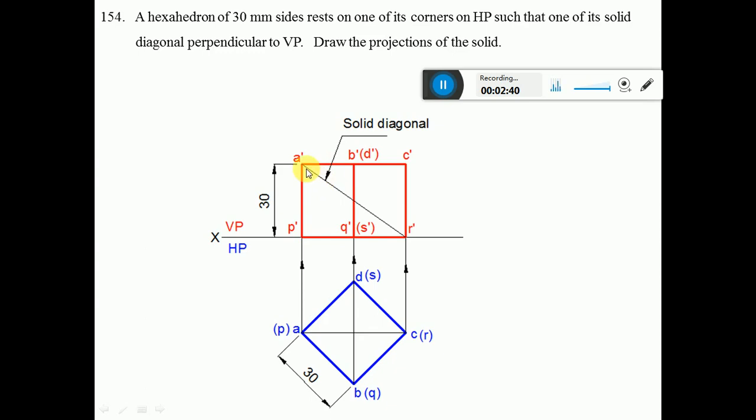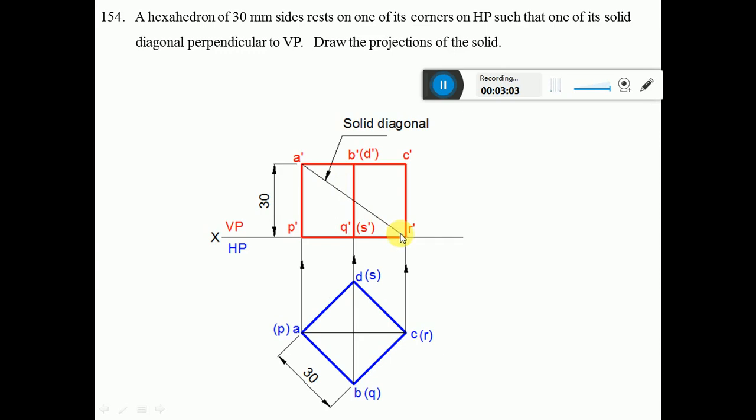So here we are considering a solid diagonal A dash R dash, which is inclined to HP but parallel to VP. A dash R dash is the solid diagonal. In the top view it will be AR. AR is the line which is parallel, and since it is parallel, you get the true length here.